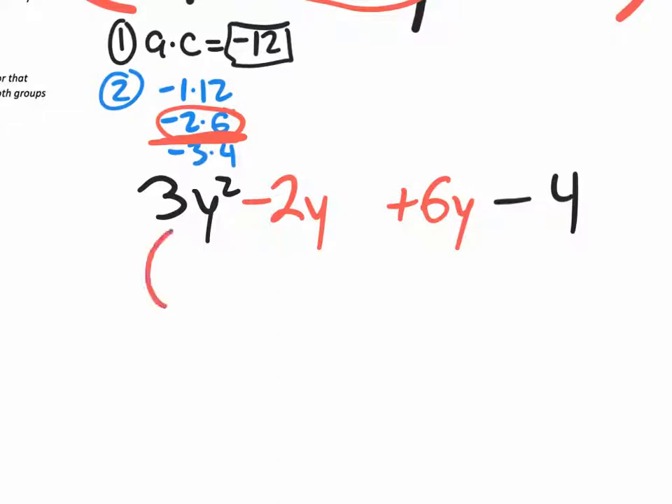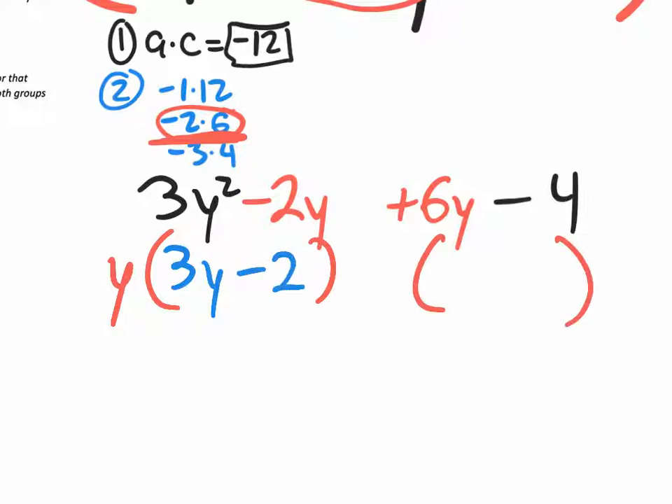So in the first group, what could I pull out? 1y. Okay, so let's just pull out a y. What would be left if I pull out a y? 3y minus 2. Perfect. Let's look at the second group. What could I pull out of the second group? A 2. Okay. Positive 2. And if I do pull out a 2, what's going to be left on the inside?